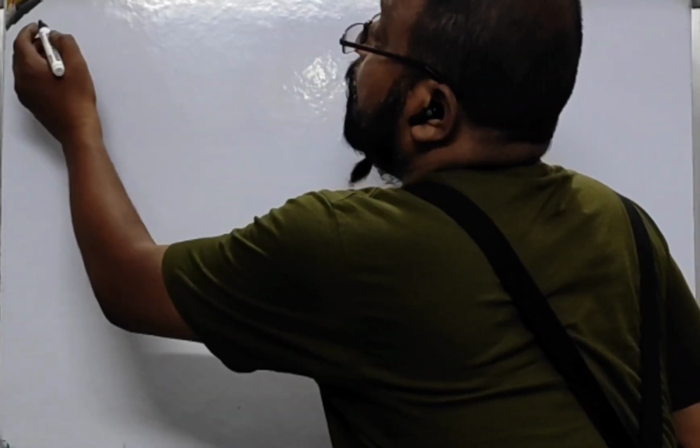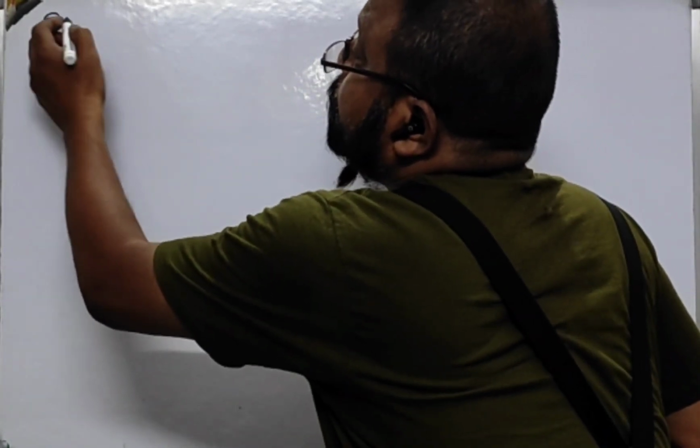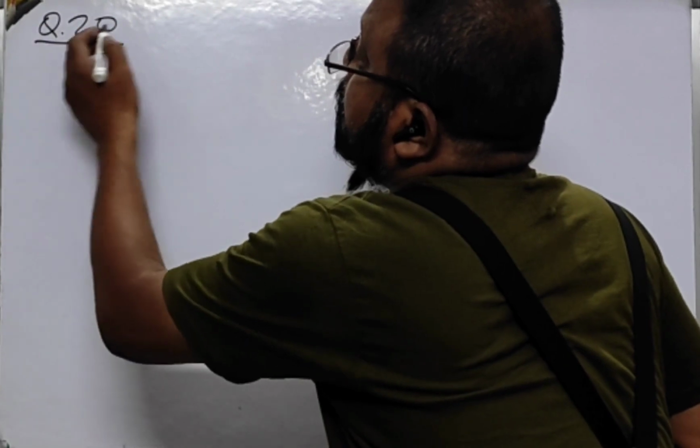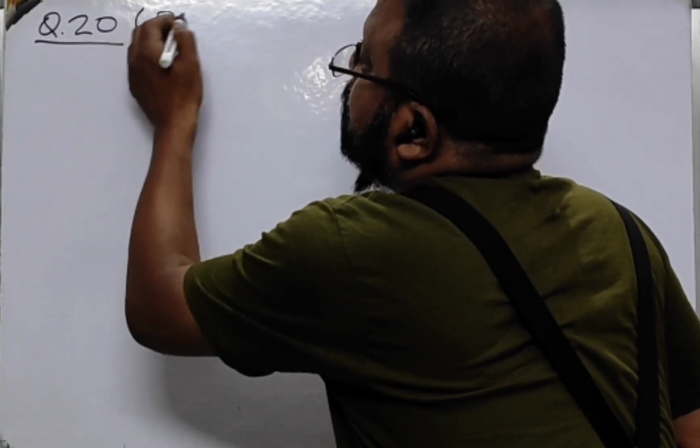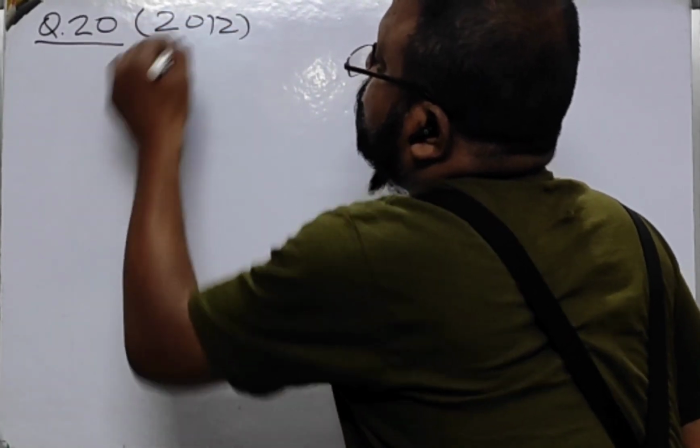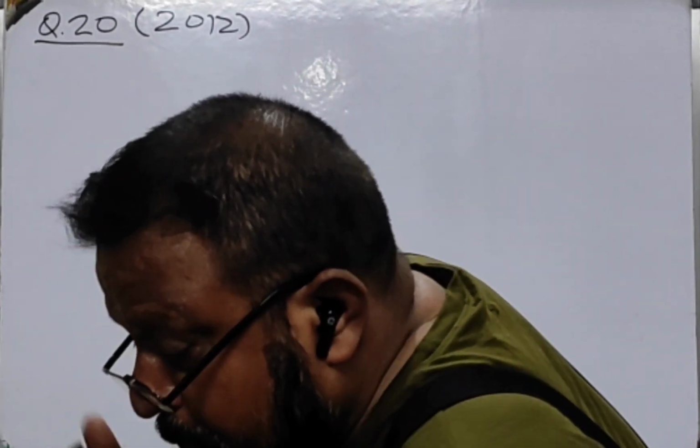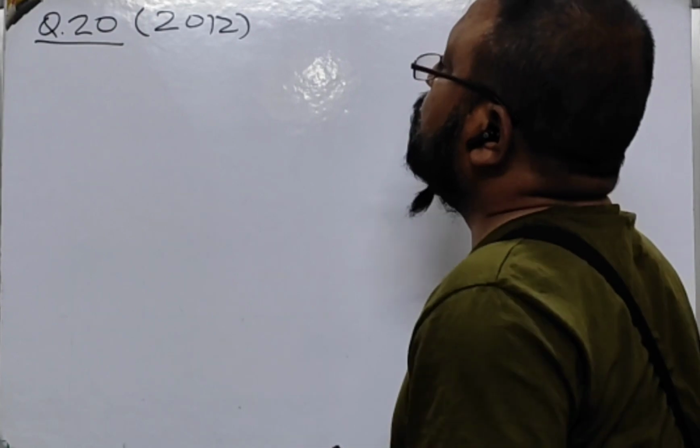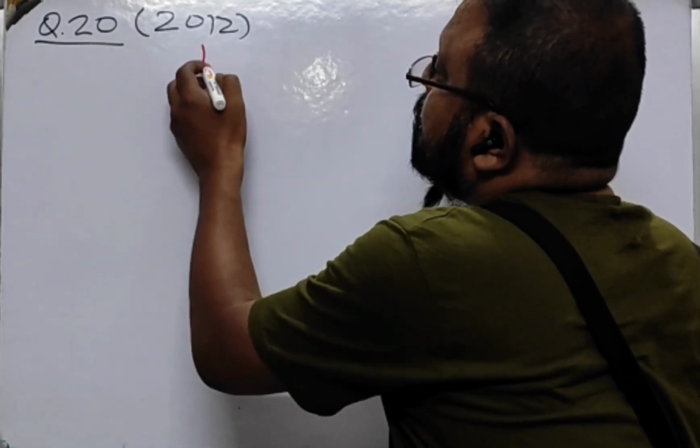Now we have question number 20. It came in the 2012 board exams, right? So the question is like this: the monthly pocket money of Ravi and Sanjeev. Okay, there are two persons, Ravi and Sanjeev.